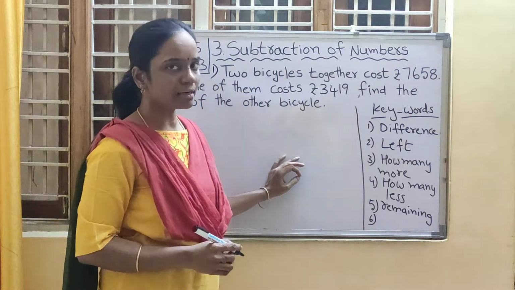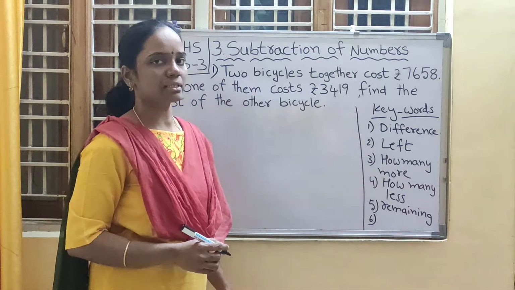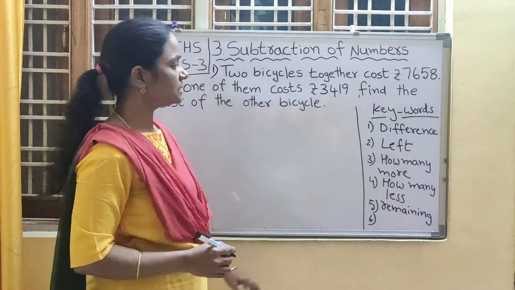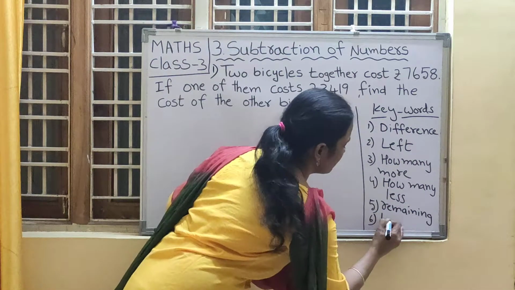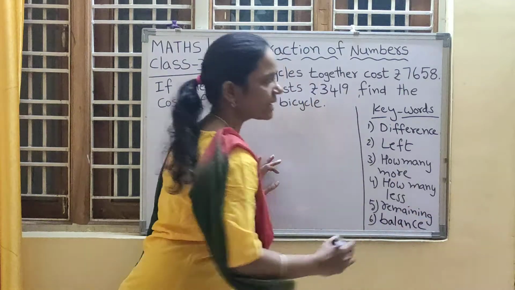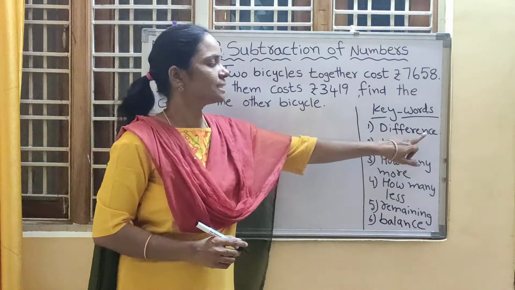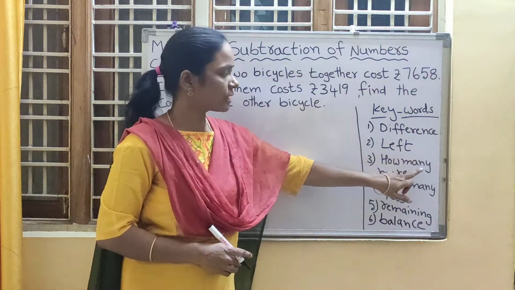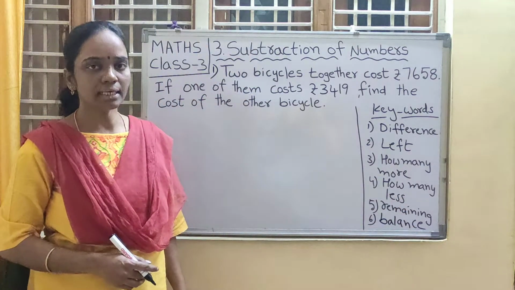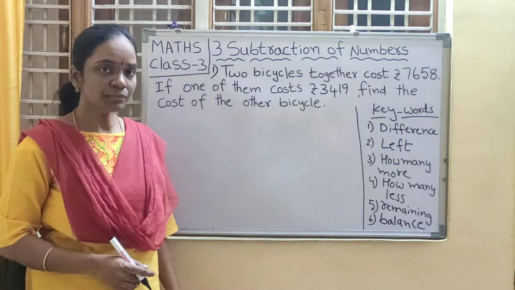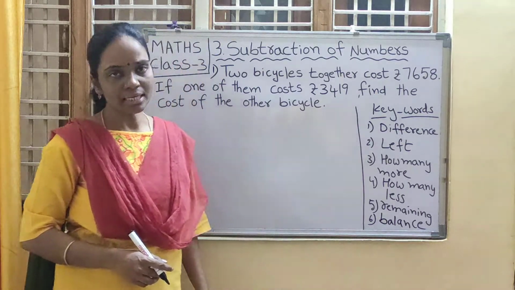Greater than, lesser than, all these are the keywords of subtraction. So what are the keywords of subtraction? Difference, left, how many more, how many less, remaining, balance, find the balance. Like that they will ask questions. Everyone repeat after me. Difference, left, how many more, how many less, remaining, balance. So if you find these type of words in a word problem, we have to take subtraction.